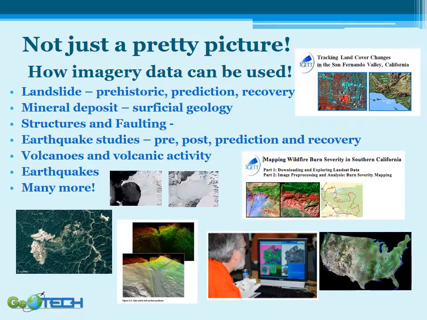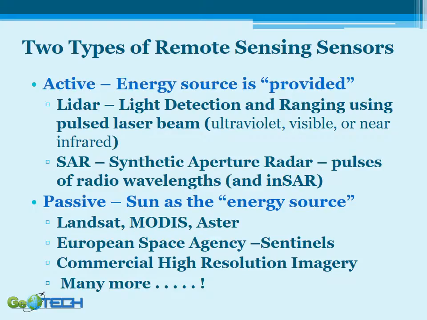Major thing I want to stress is these aren't just pretty pictures. So when I look at Google Earth, I'm getting a pretty picture, and I'm getting a lot of good information from that. But for remote sensing, I can get more information from each of those images, and I can look at things like landslides, mineral deposits, Earth studies in various ways, and much, much more.